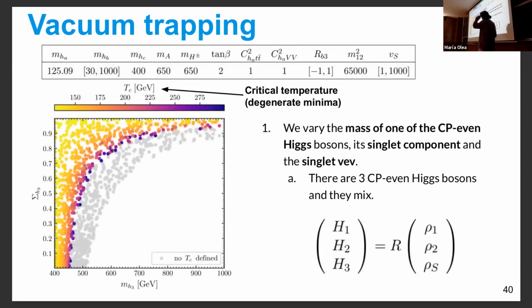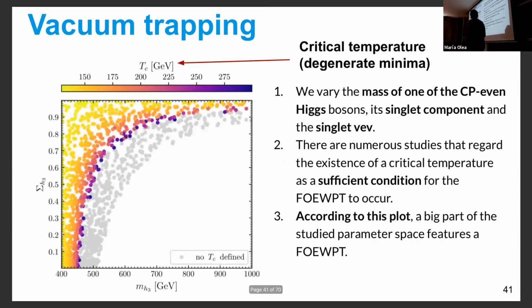To explore this effect, what we did is to explore the parameter space that I showed before. Here I'm showing the singlet component of one of the CP even Higgs bosons in dependence with its mass. The color coding indicates the critical temperature, which I remind you is the temperature at which both minima are degenerate. I also remind you that we have 3 CP even Higgs bosons and they mix in this model. There are numerous studies that regard the existence of a critical temperature as a sufficient condition for the transition to take place. So according to these results, a large part of this explored parameter space would indicate that we have a first order electroweak phase transition.